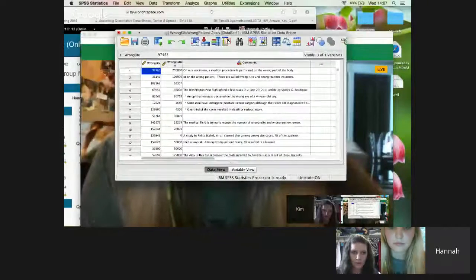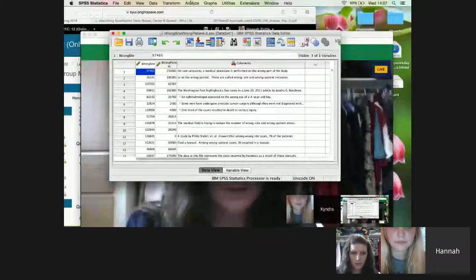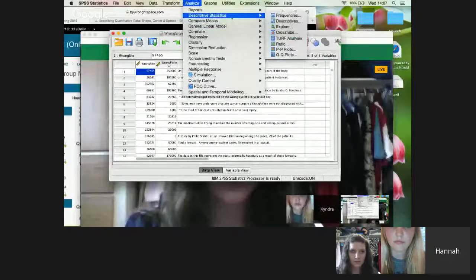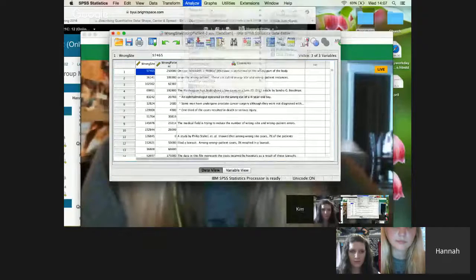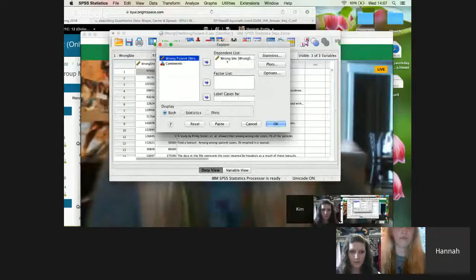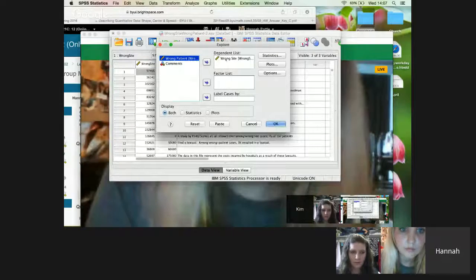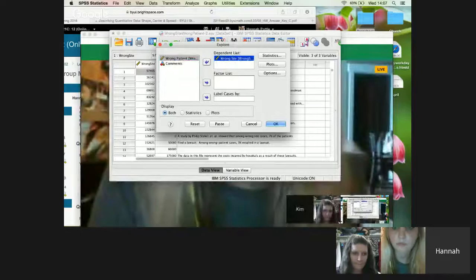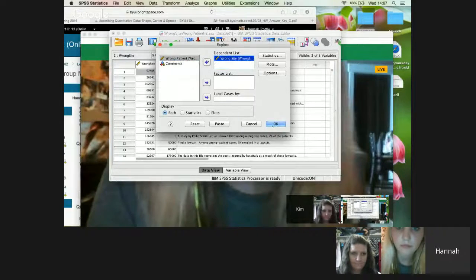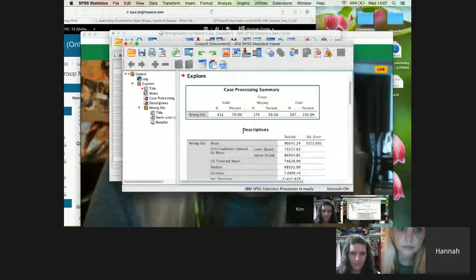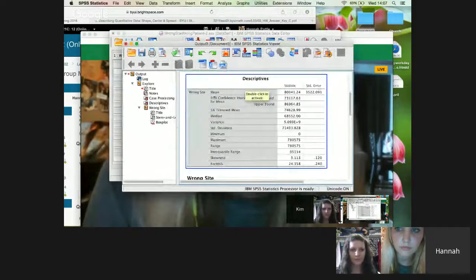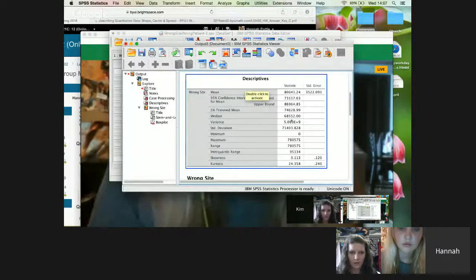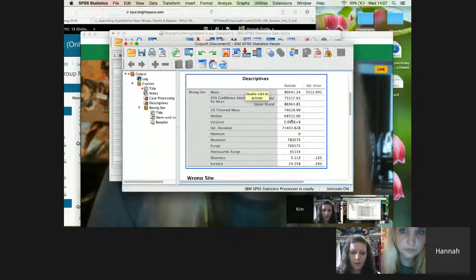So I go to Analyze, Descriptive Statistics, Explore, and then the question was asking for the wrong sites. Is that right? Yeah. Okay, so I moved that over to the dependent list and clicked OK. And then this is where we see the wrong site name and that stuff. Okay. So that's our answer right there.